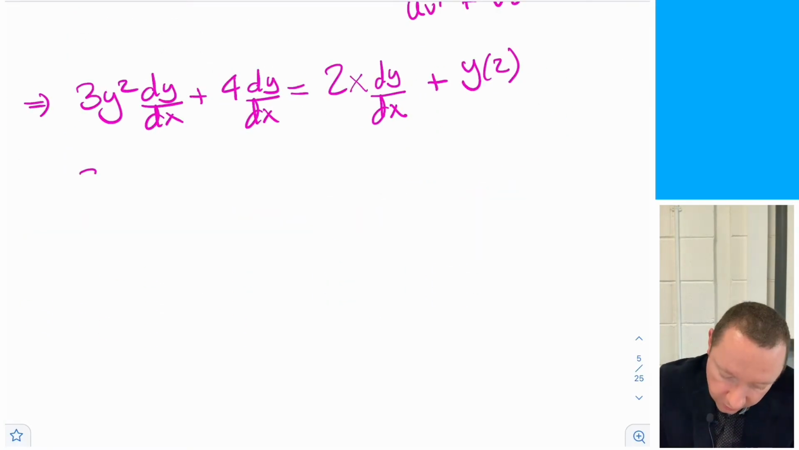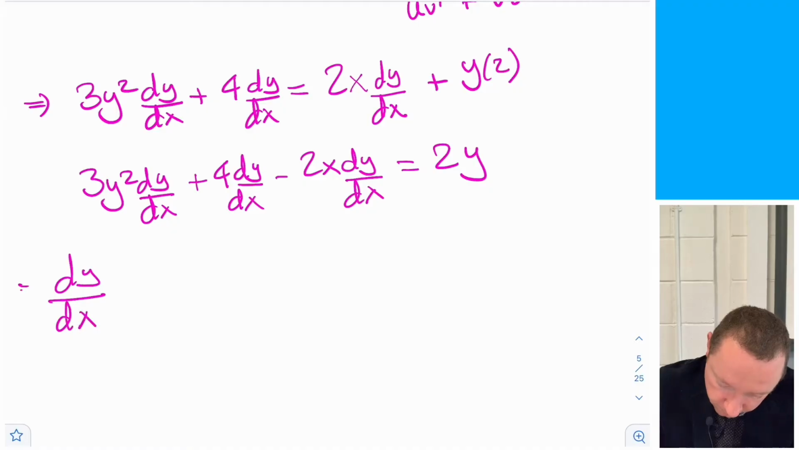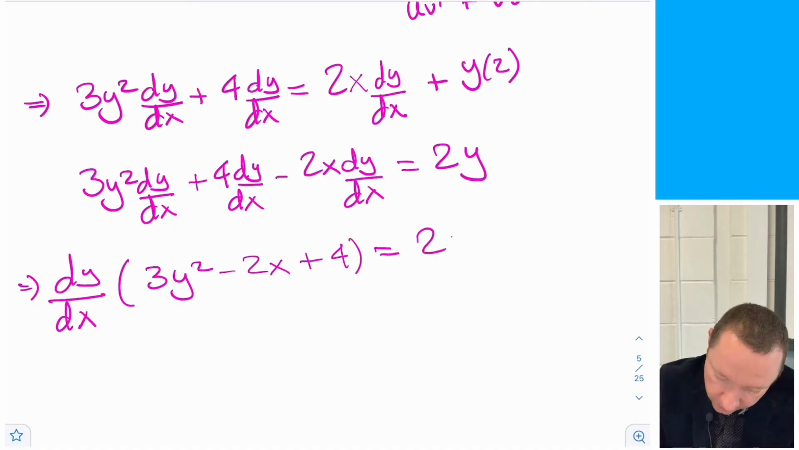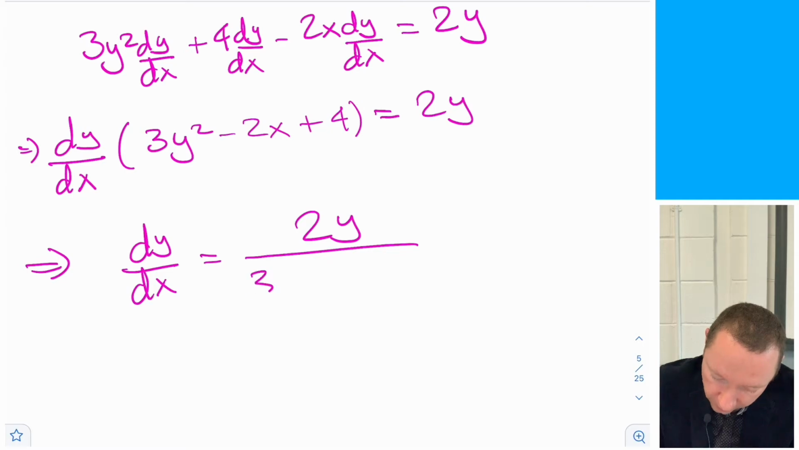So that gives us 3y squared dy by dx plus 4 dy by dx minus 2x dy by dx equals 2y. Take dy by dx out: 3y squared minus 2x plus 4 equals 2y. And therefore, dy by dx is simply 2y over 3y squared minus 2x plus 4.